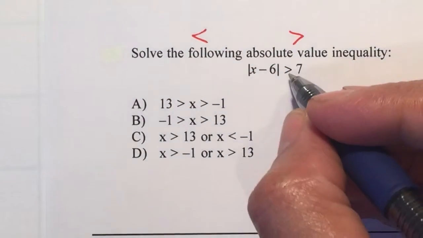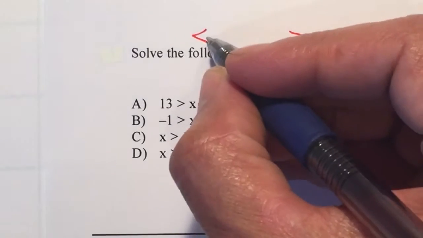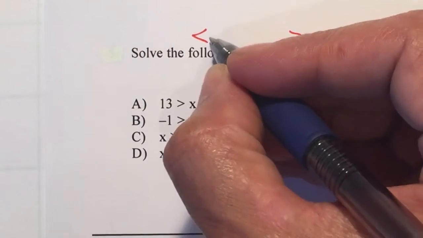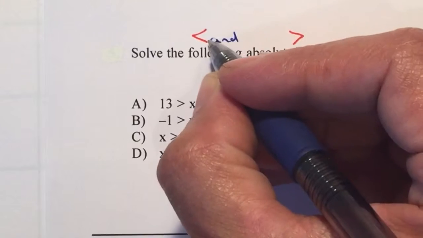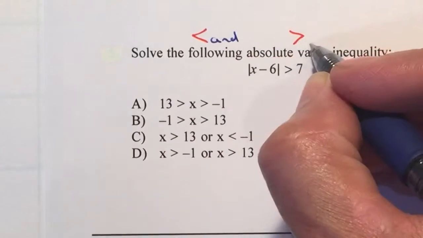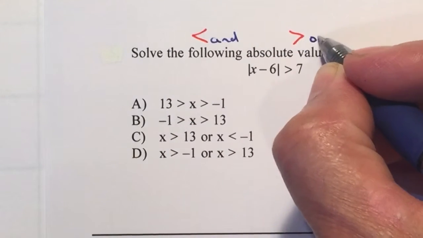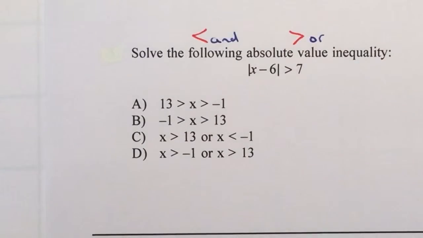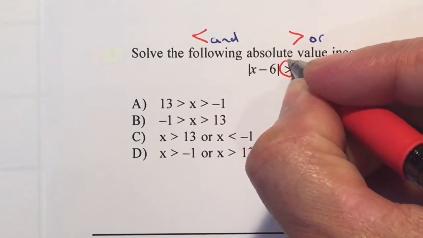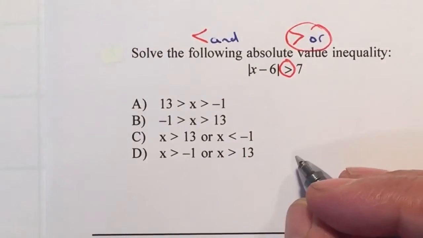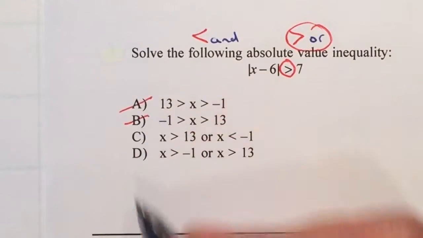Remember, if your absolute value inequality has a less than, it's an AND, which forms the word AND. If it's greater than, it'll be OR. In this case, we have greater than, so that'll be an OR. So I know A and B is not an answer.